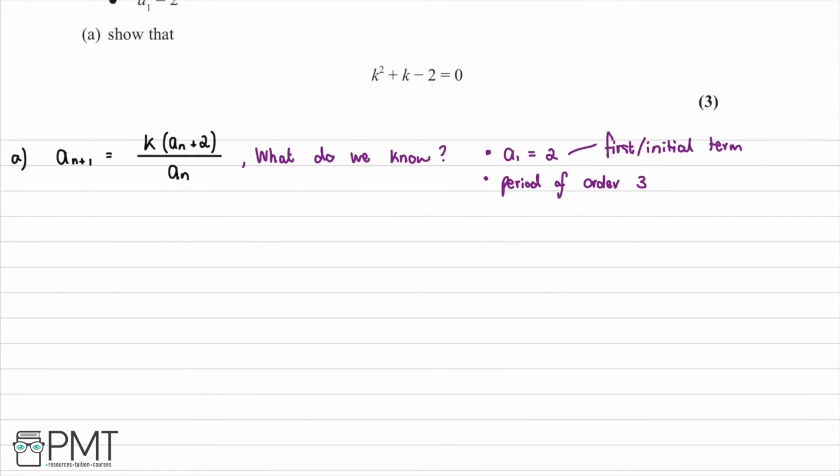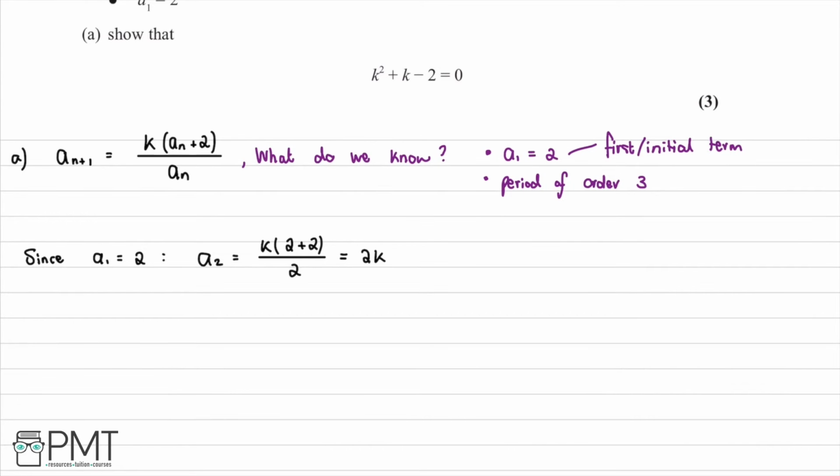So how are we going to do this? We're going to work out what the sequence is in terms of k, and we can do this because we know that a1 is equal to 2. Since a1 is equal to 2, we can say that a2 is going to be equal to k multiplied by a1, which is 2, and we add on 2, and then we divide that by 2. So what's this going to be equal to? This is going to be equal to 4k over 2, which is equal to 2k.